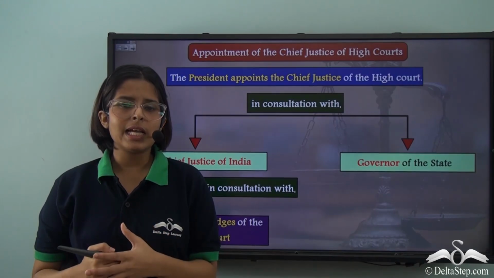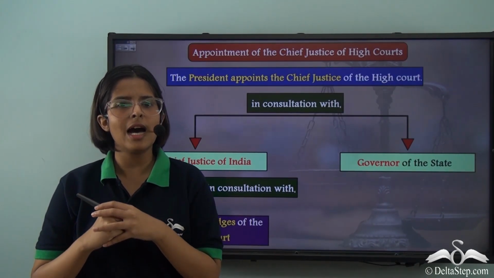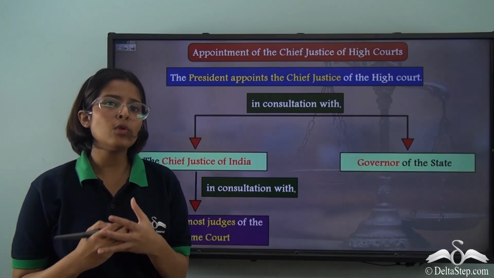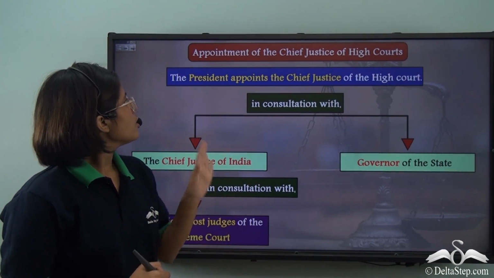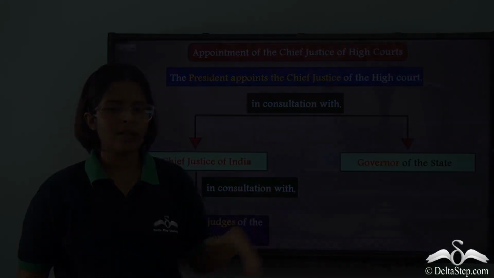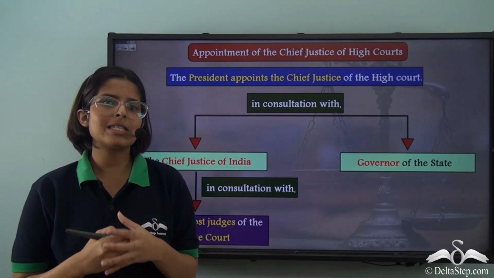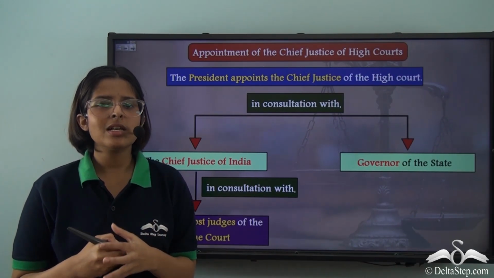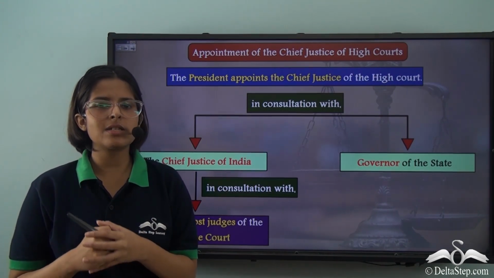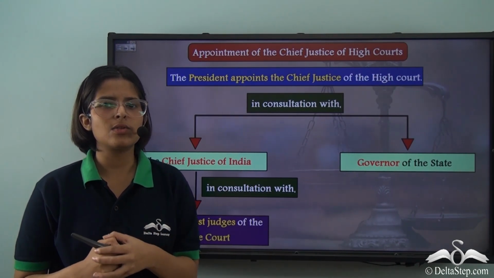Now, as we had said, the Chief Justice is the highest judicial authority at a High Court. Let us see how the Chief Justice is appointed. The President appoints the Chief Justice of the High Court. But while we were talking about judicial independence, we had seen that the President, who is advised by the Prime Minister and the Council of Ministers, can often bring political bias into this situation.